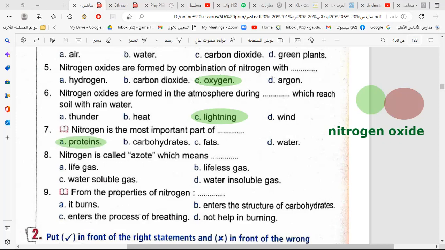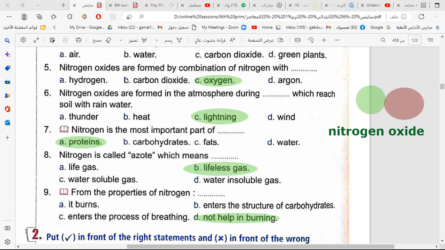The next will be Safe. Are you ready, Safe? Yes, teacher. Nitrogen is called azote, which means lifeless. Azote means lifeless. Very good. Thank you, Safe. Omar Khattab, are you ready? Yes, teacher. Number 9. From the properties of nitrogen, it doesn't help in burning. Very good.